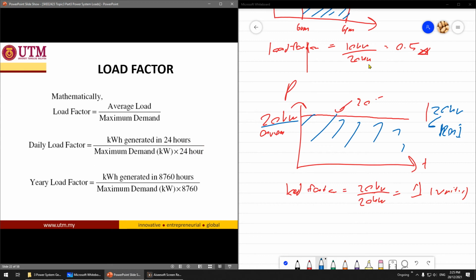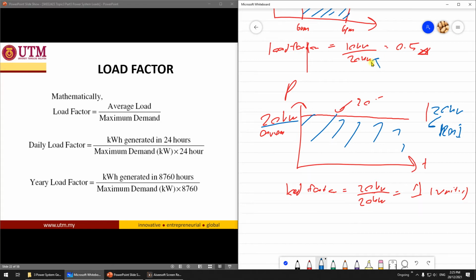Okay, I forgot to multiply, so make sure you multiply it. For this one it is power, no need to worry. But for energy you have to multiply by 24, because this is the energy generated in 24 hours. So this is the maximum demand in kilowatt. Make sure you are careful with this one. If you use energy, this one is power, so make sure you multiply by 24 or divide by 24, because you have to convert kilowatt hour back again.